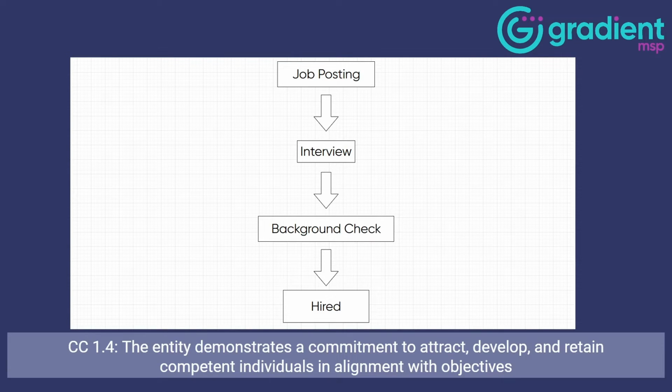So this section, the entity demonstrates a commitment to attract, develop, and retain competent individuals in alignment with objectives. So this all starts with the hiring process, all the way from job posting to interview to background check to hire, right? So during the job posting and in the interview process, is it made clear to the candidate? Is the candidate evaluated on whether or not they'll be able to not only perform the job function, but meet the ethical requirements that were defined earlier by the highest level in the organization?